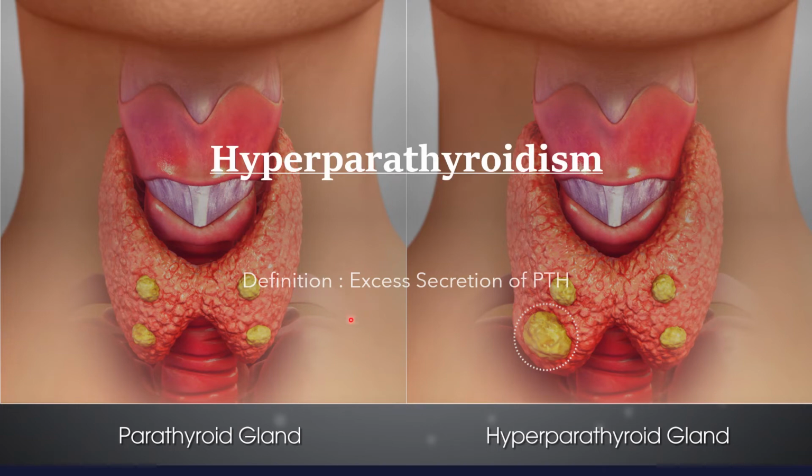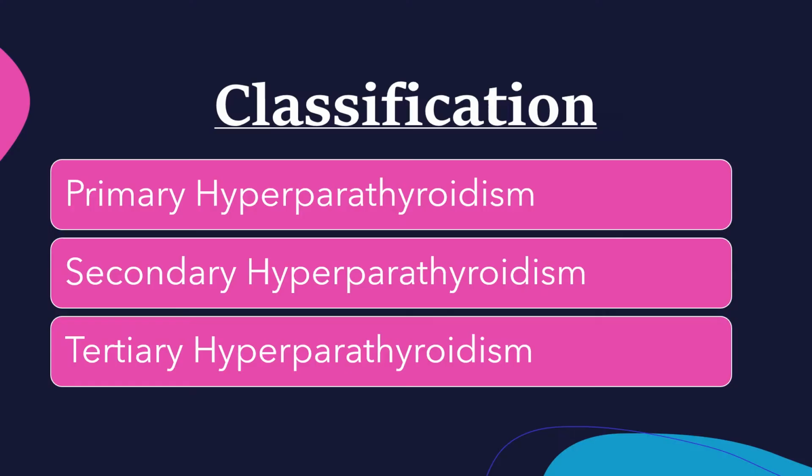hyperparathyroidism, the definition is an excess secretion of parathyroid hormone, because its main function is the secretion of the parathyroid hormone. As I think you heard in the physiology lecture, what the function of parathyroid hormone is. In summary, it's involved in the calcium metabolism. It acts on three organs: the intestine, the bones, and the kidney. And parathyroid hormone usually increases calcium levels.